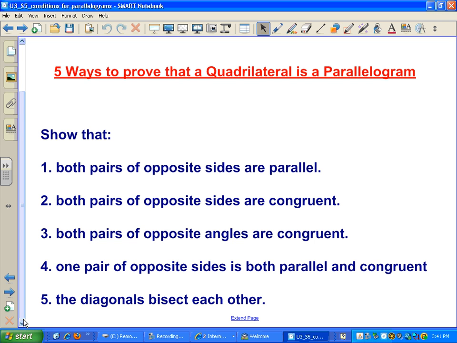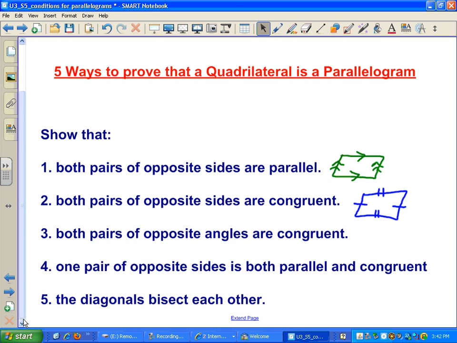If one of these 5 properties exists in a quadrilateral, then we can say that yes, it is a parallelogram. So, number 1: both pairs of opposite sides are parallel. If we know that both pairs of opposite sides are parallel, we can say that yes, that's a parallelogram. If we're only given one set, that doesn't count. Number 2: both pairs of opposite sides are congruent. If I know that both pairs of opposite sides are congruent, then I can say yes, that is a parallelogram.